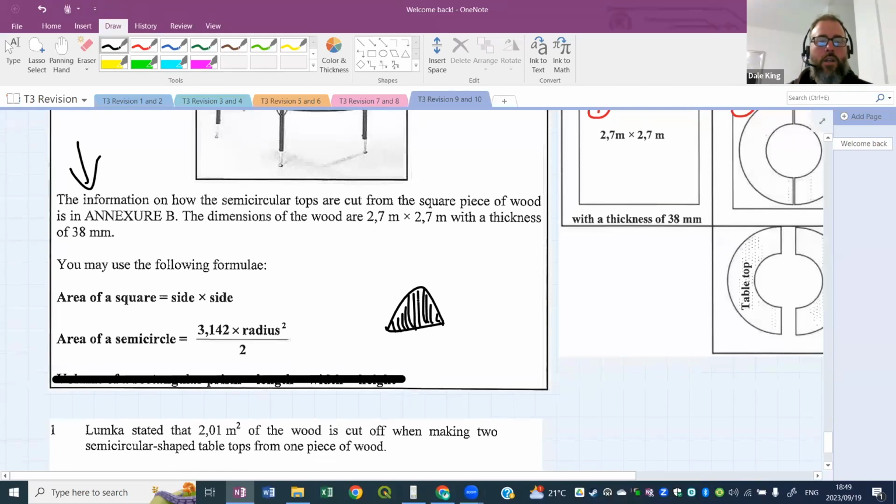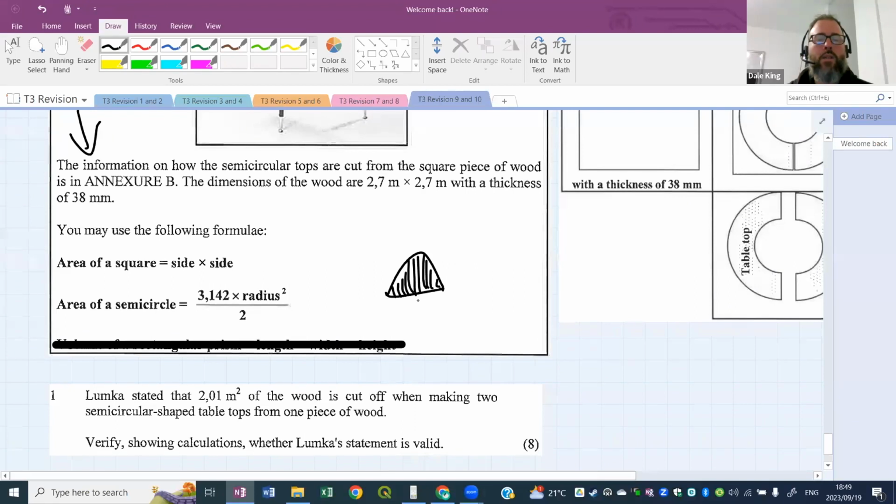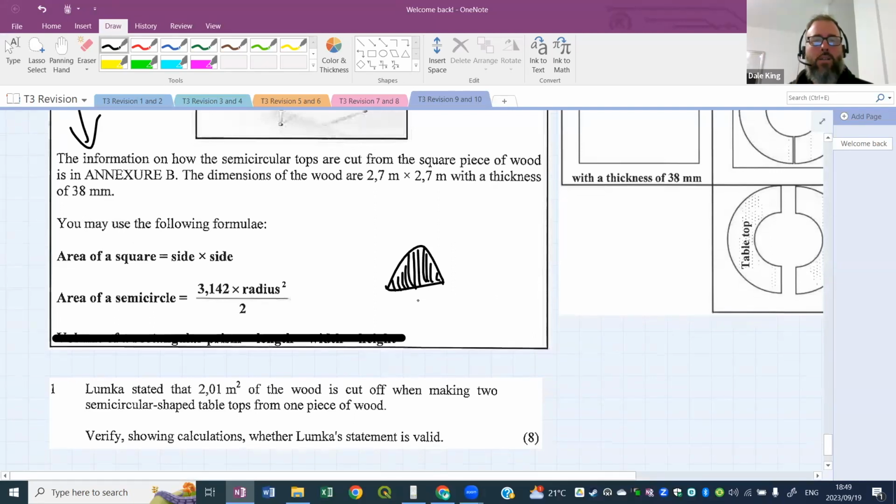Here's the question. Lumka stated that 2.01 meters squared of the wood is cut off when making 2 semicircular shaped tabletops from 1 piece of wood. Verify, showing calculations, whether the statement is valid. 8 marks. Let's read it again. He says that this amount of wood is cut off when making these shapes.